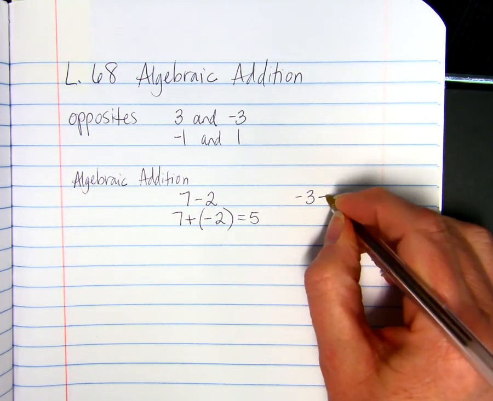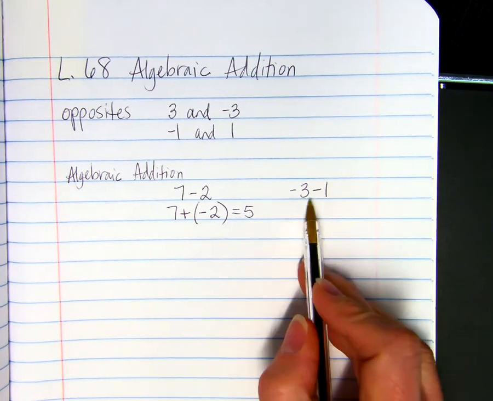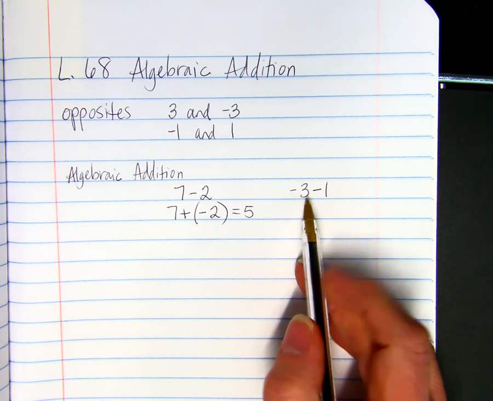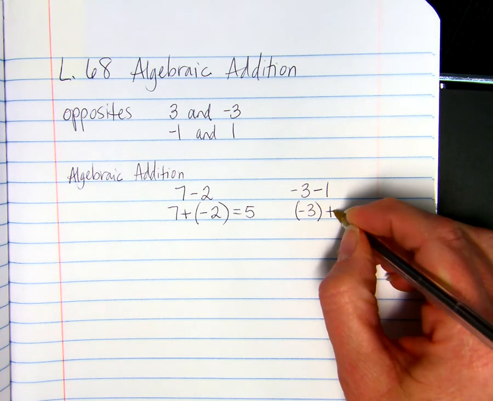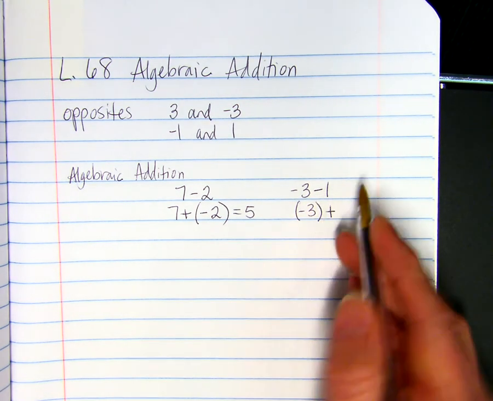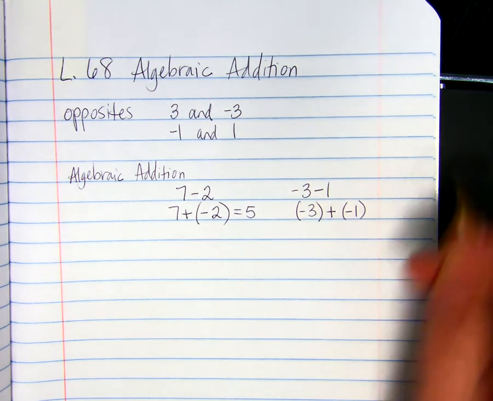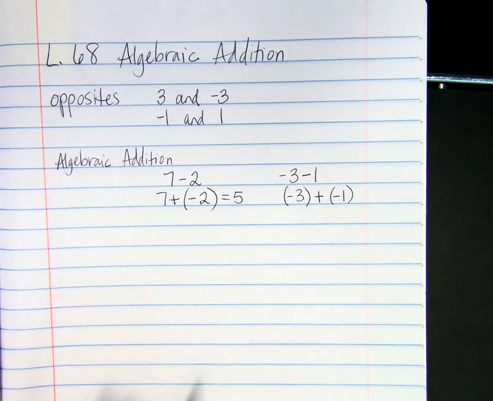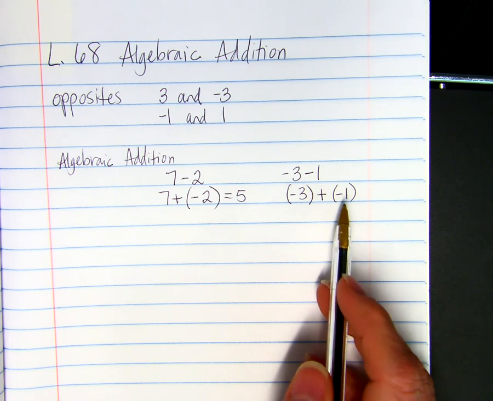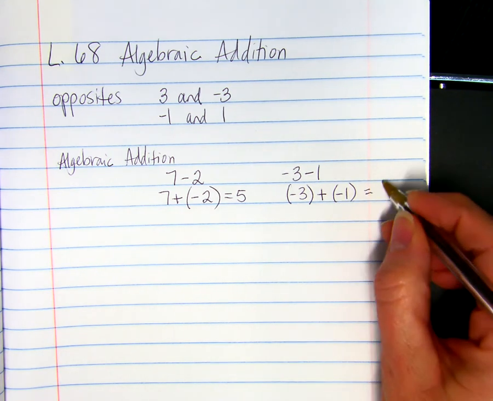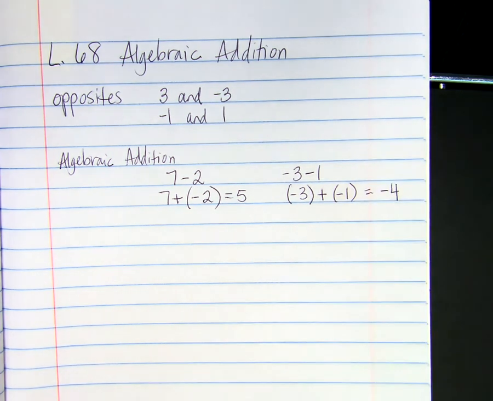Another example is you look at these as signed numbers. So you have -3 in parentheses, then we're going to add, and we have to keep the sign with the 1, so add a -1. On the negative team we have 3 players, and then we add another player. So we have 4 players on the negative team, so it'd be -4.